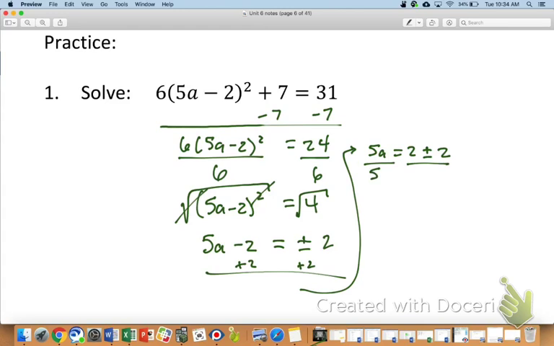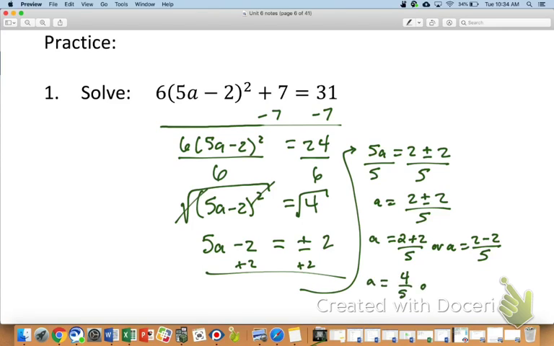Divide by 5. Okay, so you get a equals (2 plus or minus 2) over 5. We can actually simplify this a little bit more. The way we do it is just to do what the plus or minus is telling us. So one answer is (2 plus 2) over 5. The other one is (2 minus 2) over 5. Just split up the plus minus to what it actually means. So what's my first answer here? 4/5. The other answer is 0. a equals 0. Either one of those will work just fine.